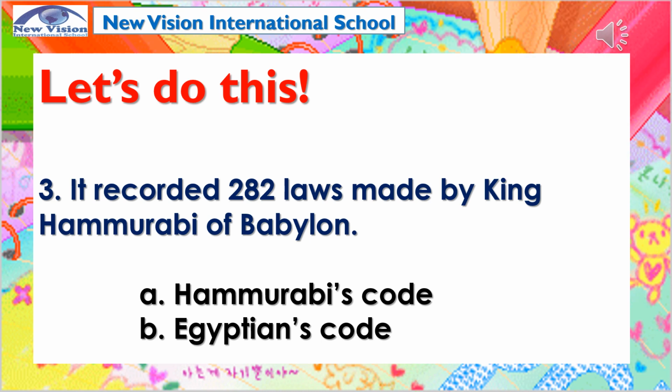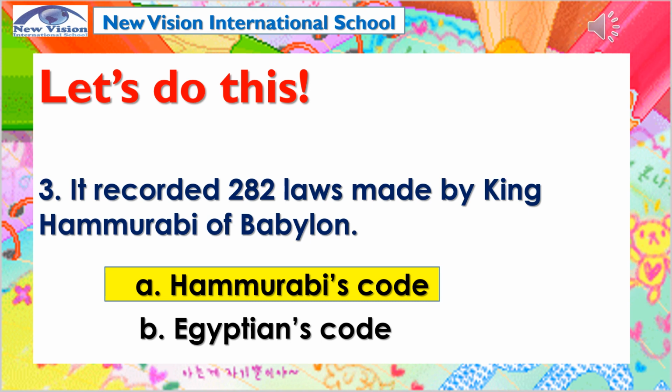Number 3. It recorded 282 laws made by King Hammurabi of Babylon. Is it A, Hammurabi's Code, or B, Egyptian's Code? The answer is letter A. Hammurabi's Code recorded 282 laws made by King Hammurabi of Babylon.